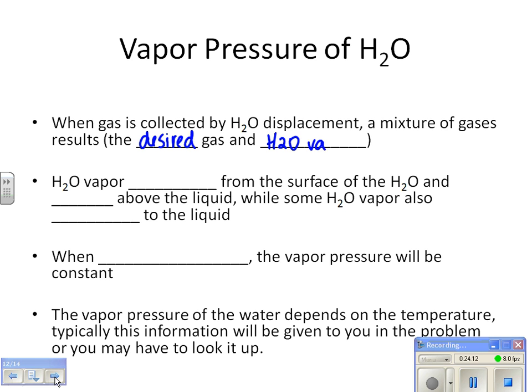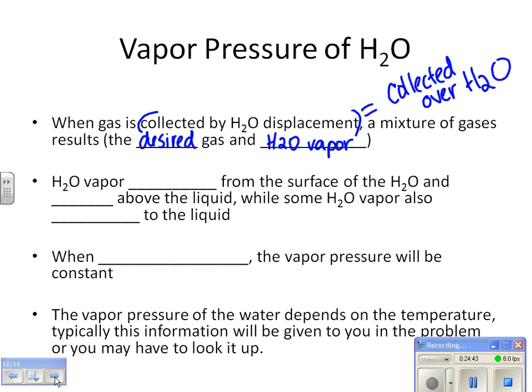I'll give you a hint. Actually, I'll wait because it's the last thing that's stated on the slide. So we'll talk about that in a minute. Now, you're going to know to be concerned about this if the problem says the gas was collected by water displacement, or if it says the gas was collected over water. Same thing. They're telling you that there's a little bit of water vapor in there and it's not just the pure gas.